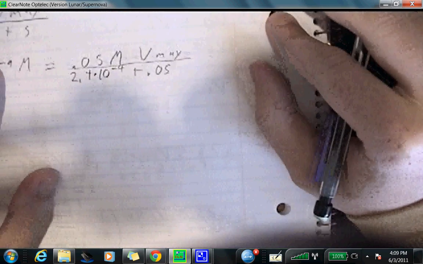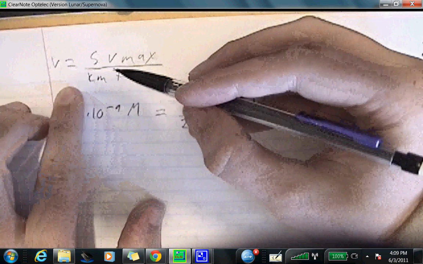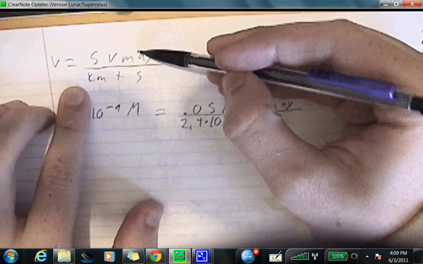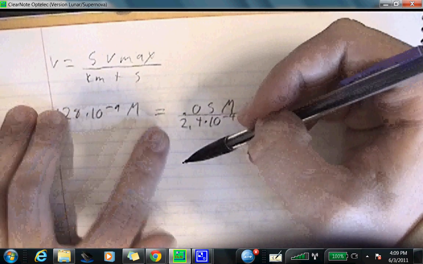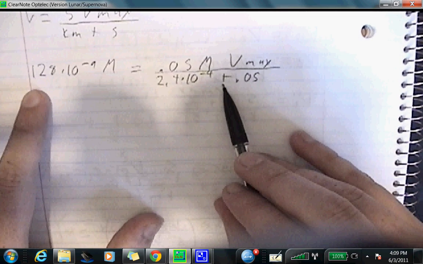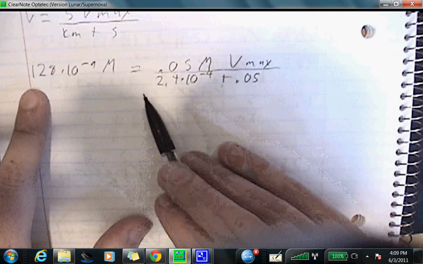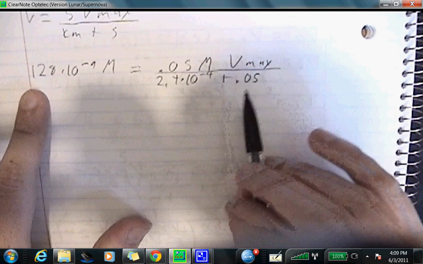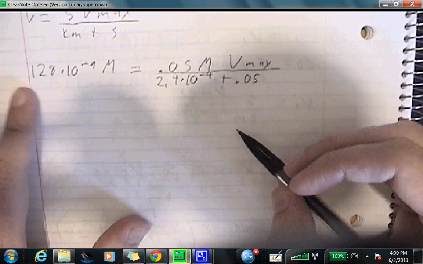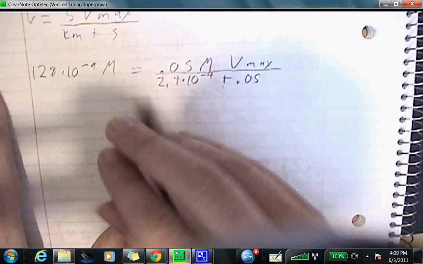The first thing you have to do is look at your equation and find out what you have and what you need to solve it. What we need is our Vmax. So we plug in what's given, and now I'm going to add these together, multiply, and solve for Vmax.